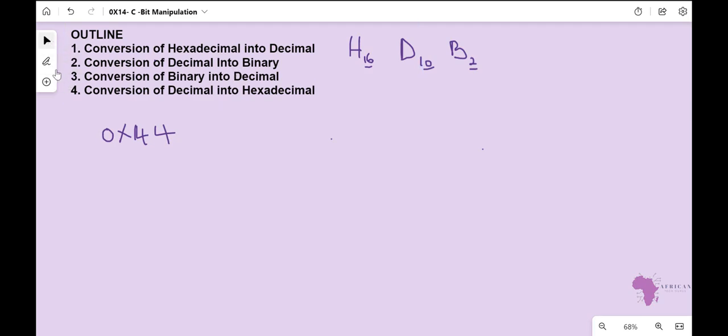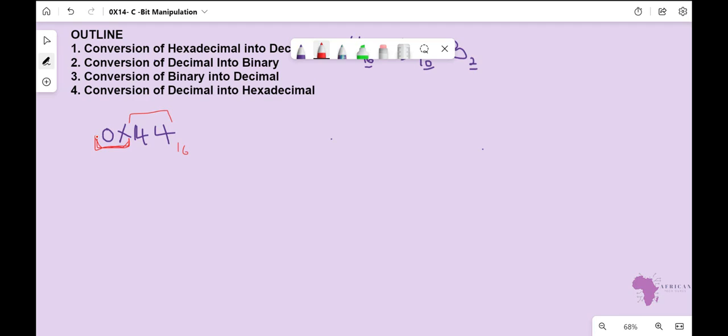Sorry, let me use the red pen. What you are having here is hexadecimal notation. This is what tells you that this particular number is hexadecimal. This is what's called hexadecimal notation. And then this one is the number itself in hexadecimal, that is, it is to base 16. So this number is 0x44, meaning that it's a hexadecimal number, because the 0x tells us that this one is a hexadecimal number. That's what's called hexadecimal notation.